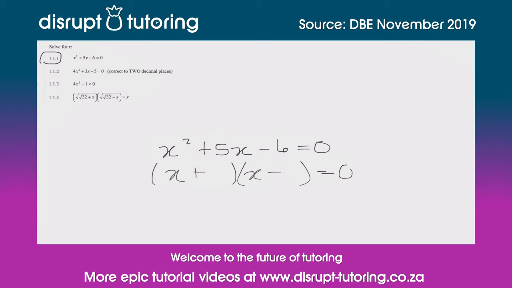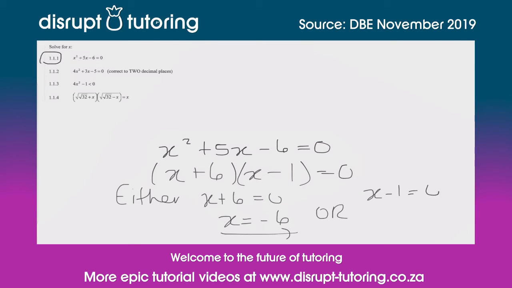And that is going to be 6 and 1. And we know that our 6 goes to where the positive bracket is. So 6 goes over there and 1 goes over there. Now, because this is 0, we know either this bracket or this bracket is equal to 0. So we say either x plus 6 equals 0, so that's going to be x is equal to negative 6, or x minus 1 equals 0, and therefore x is equal to 1. And that would get you the full marks for this question.